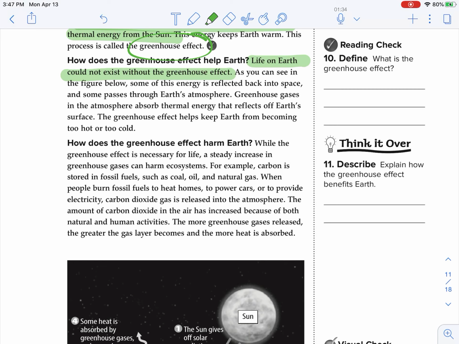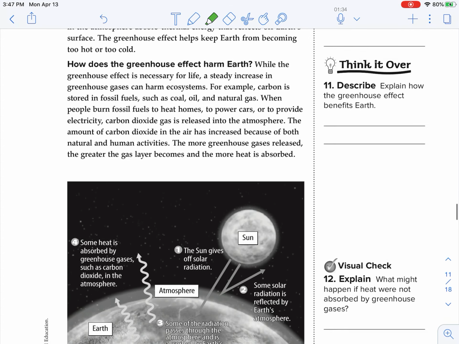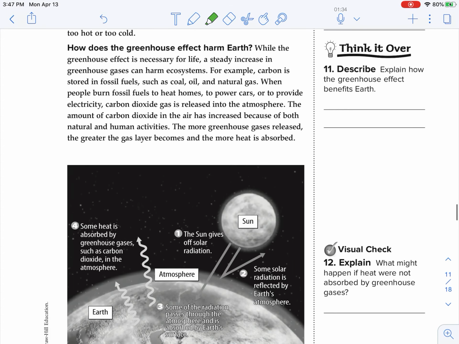As you can see in the figure below, some of this energy is reflected back into space, and some passes through Earth's atmosphere. Greenhouse gases in the atmosphere absorb thermal energy that reflects off Earth's surface. This greenhouse effect helps keep Earth from becoming too hot or too cold. How does a greenhouse effect harm Earth? While the greenhouse effect is necessary for life, a steady increase in the greenhouse gases can harm ecosystems.